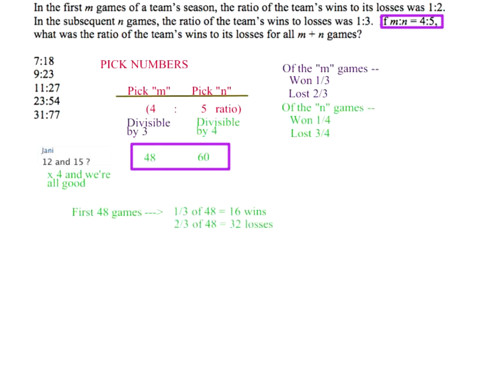And if you have your subsequent 60 games, then 1/4 of 60 is 15 wins, and 3/4 of 60 is 45 losses. So your totals are 16 plus 15 is 31 wins, and 32 plus 45 is 77 losses. So there's your ratio, 31 to 77. But I mean, notice the thought that has to go into this.